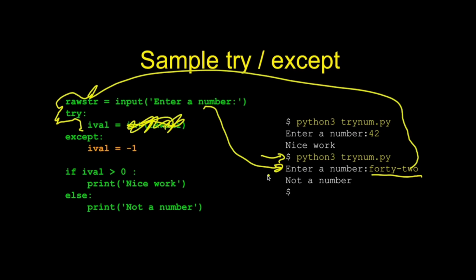Normally, we would see a traceback right there. But we're not going to because we put this calculation in a try and except block. It's going to immediately run the except block, set ival to -1, and continue on with the program. See, you are not blown up at this point. And if ival is greater than 0, well, it's -1, so we're going to hit the else clause and print out not a number.